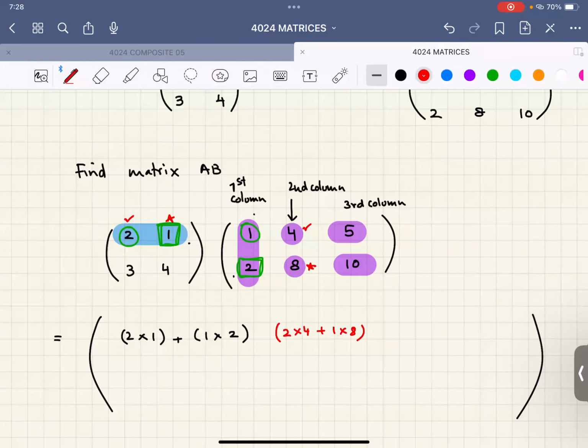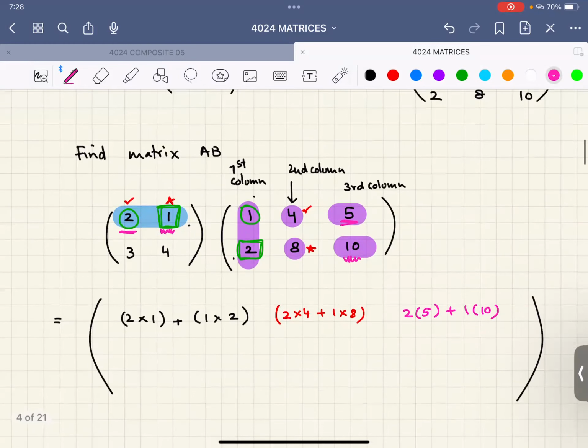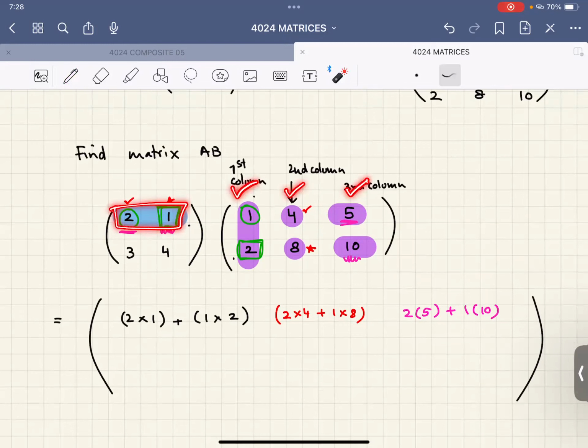Let me choose a different color over here. Let me choose this 2, let me multiply with 5. Let me choose this one, multiply it with 10. So that is 2 into 5 plus 1 into 10, and we add it up. That is how we use this row with each column individually.